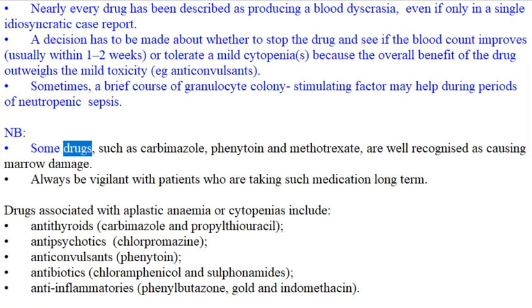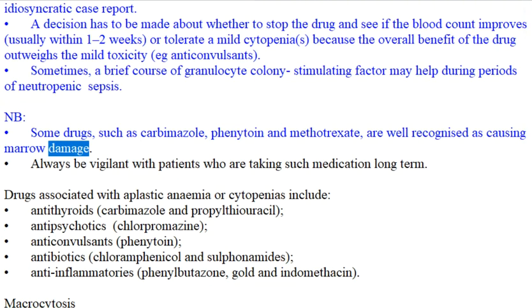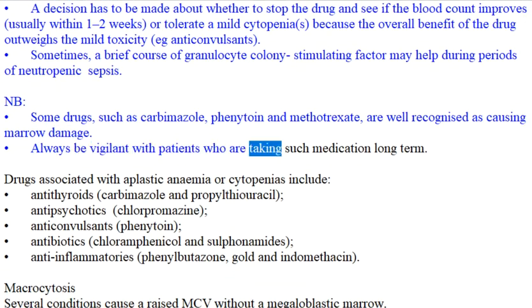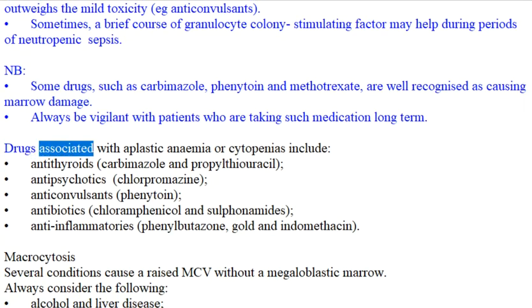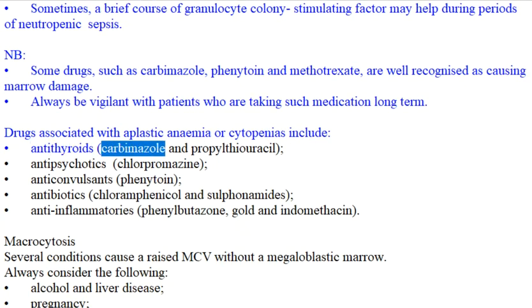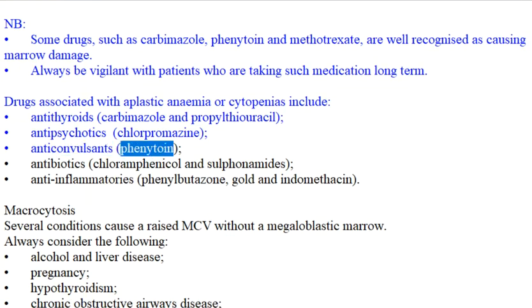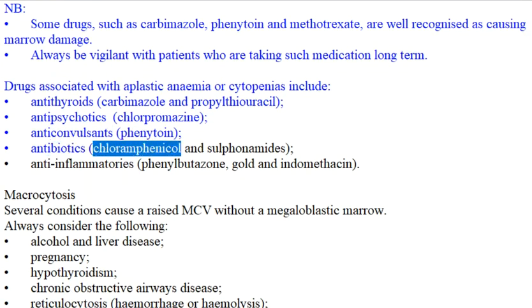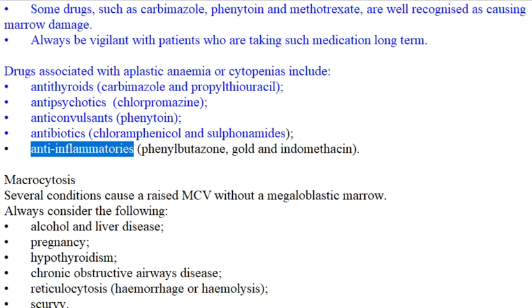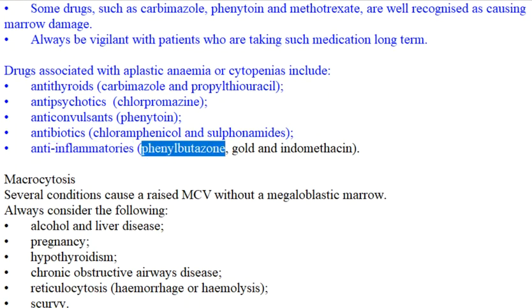NB. Some drugs, such as carbimazole, phenytoin, and methotrexate, are well recognized as causing marrow damage. Always be vigilant with patients who are taking such medication long-term. Drugs associated with aplastic anemia or cytopenias include antithyroids, carbimazole and propylthiouracil, antipsychotics, chlorpromazine, anticonvulsants, phenytoin, antibiotics, chloramphenicol and sulfonamides, anti-inflammatories, phenylbutazone, gold, and indomethacin.